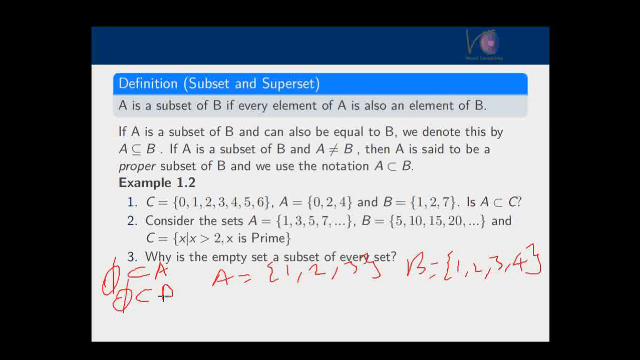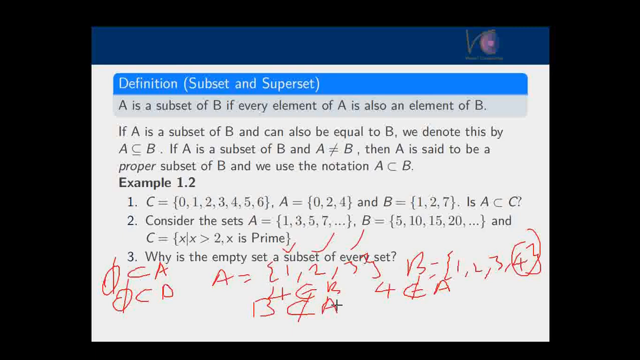So by definition, for B to be a subset of A, all the elements in B should be elements in A. So in B, what we have is the element 1, which is quite alright in A, the elements 2 and 3, quite alright in A. But this element 4 is not in A. And since 4 is in B, but 4 is not in A, this implies that B is not a subset of A. This is by definition of a subset.